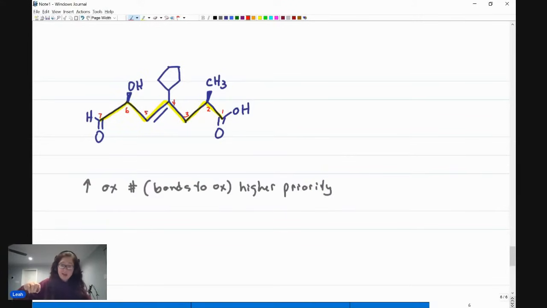Now here is how this is going to be doable. Maybe not easy, but here's how we're going to make it doable. We're going to take it one step at a time and mark everything that we do so that we don't forget anything. So we have the parent chain. We're going to start with the first name. I see 7 carbons. That is hept. I see 1 pi bond. That means I get a last name of -ene, and it's on carbon 4. So that's 4-ene.